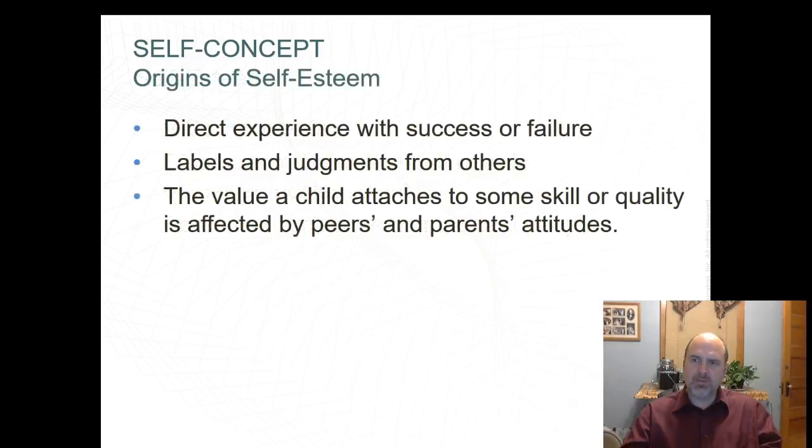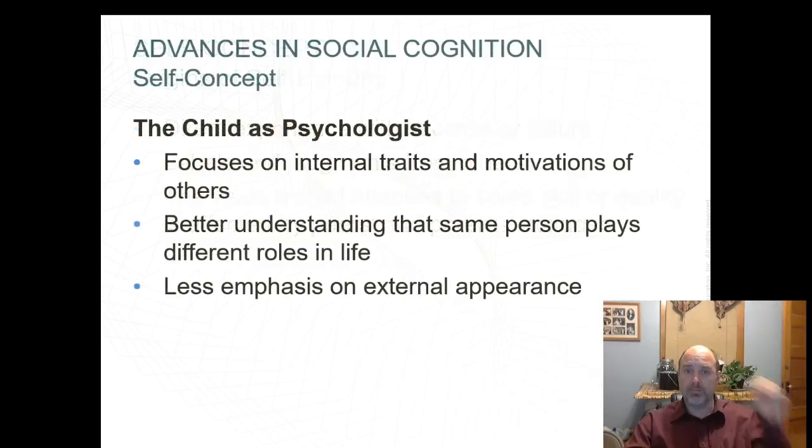The origin of self-esteem is a child's own direct experience with success or failure. Labels and judgments from others matter, and the value a child attaches to some skill or quality is affected by peers' and parents' attitudes. The child is a psychologist. Self-concept begins around age 7, with a better understanding that the same person plays different roles in life, such as parent and spouse.